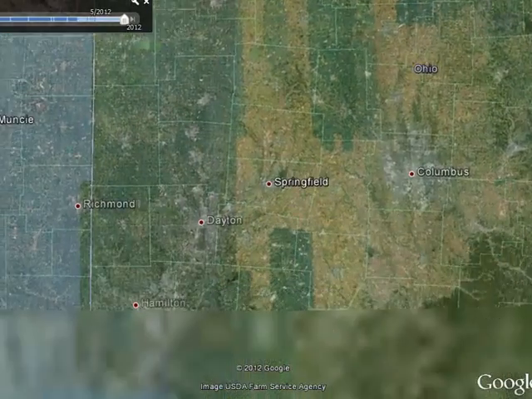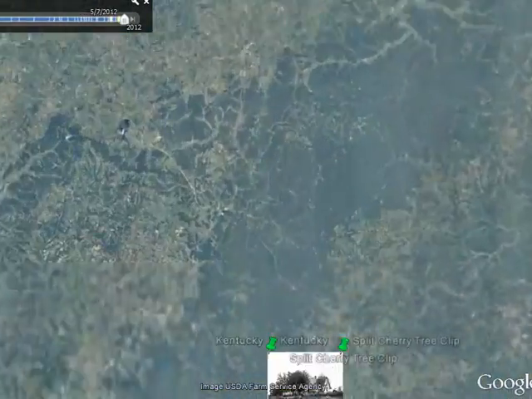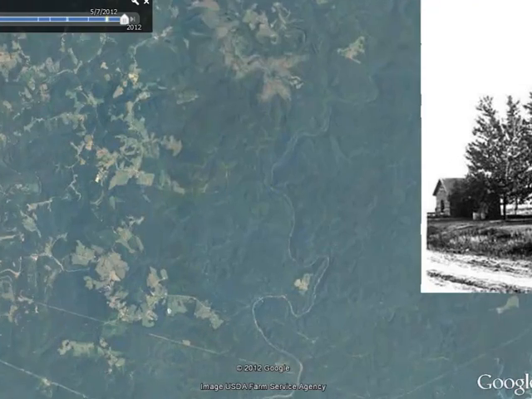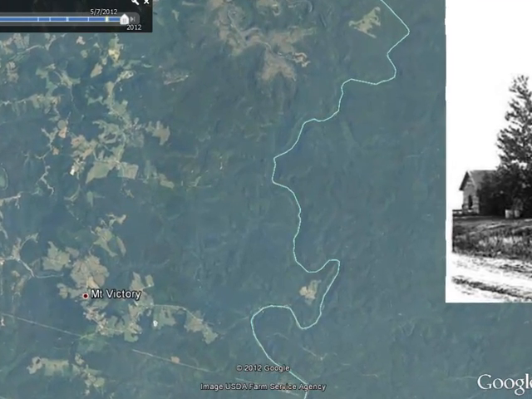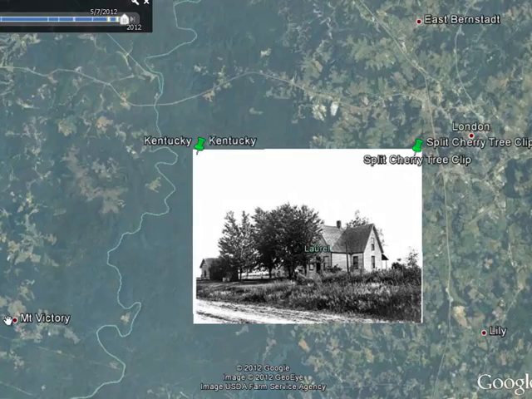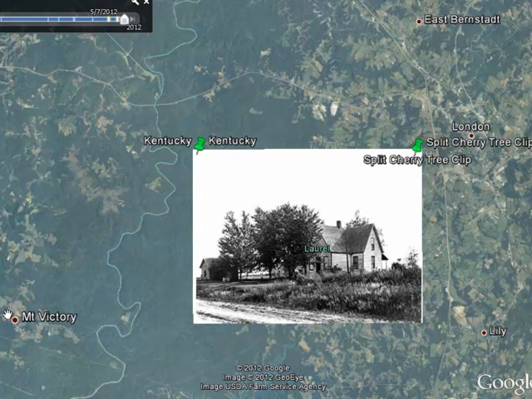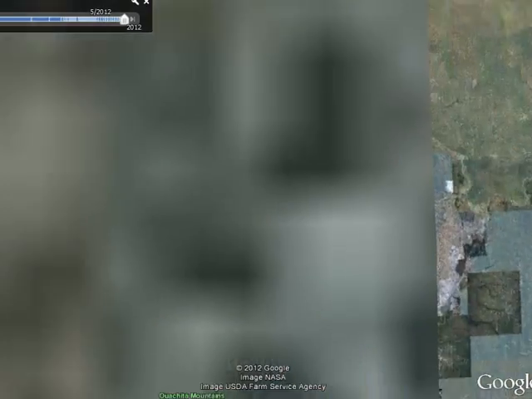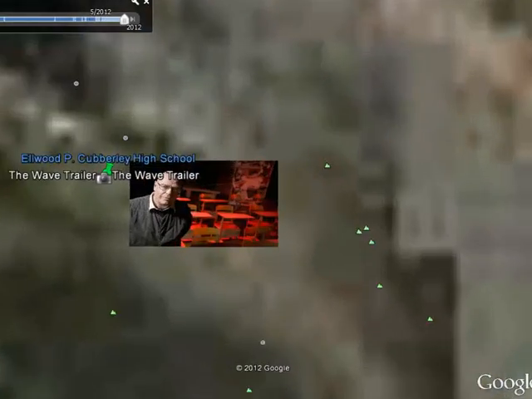Next, we visit the southern state of Kentucky, where the short story, The Split Cherry Tree, written by Jesse Stuart, was set in the early 20th century. Let's fly across the country to Palo Alto, California, where the story behind the novel The Wave actually happened.